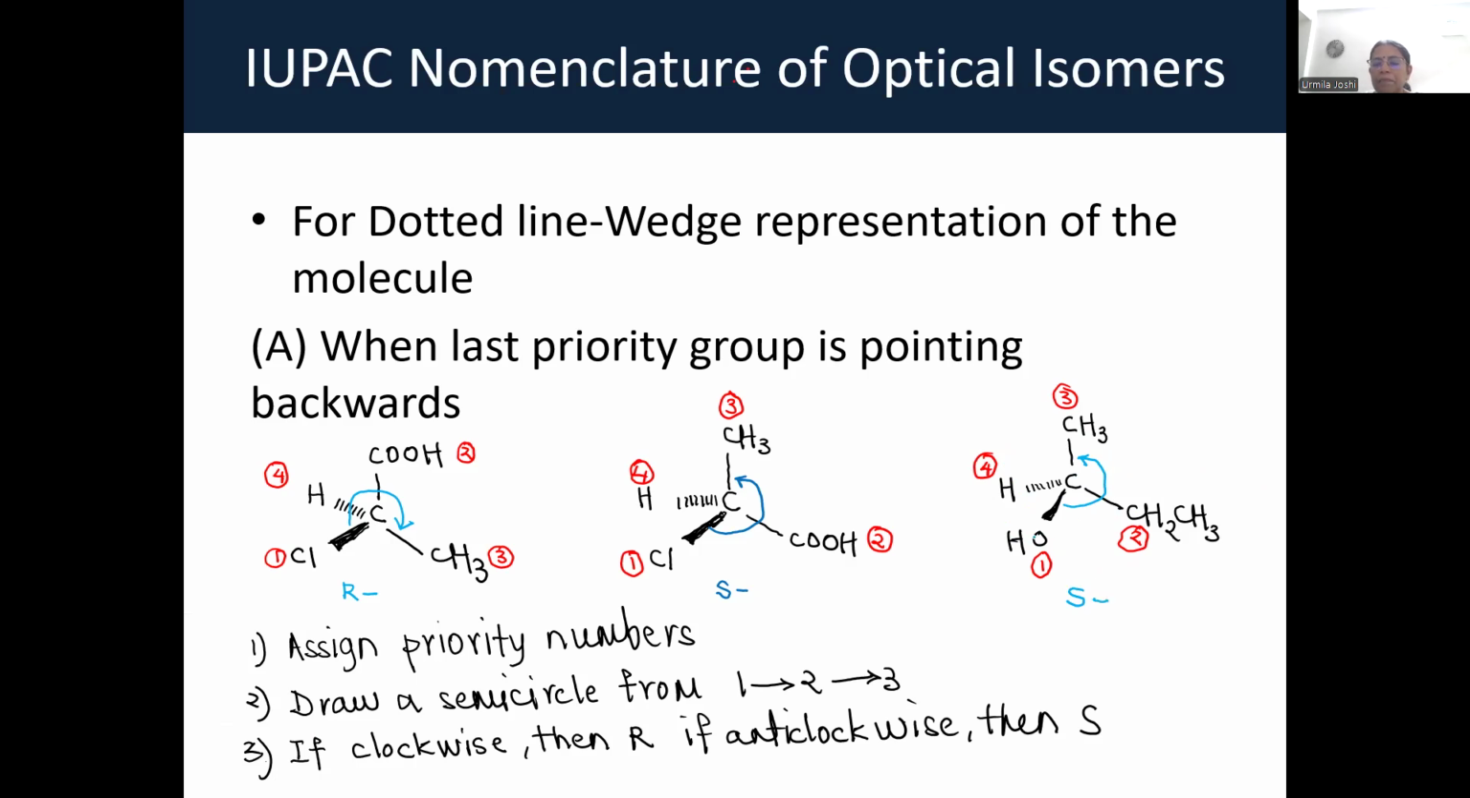What will be the name? 2-butanol, correct? This is going to be 2-chloropropanoic acid. This is R-2-chloropropanoic acid and this is S-2-chloropropanoic acid. Okay.